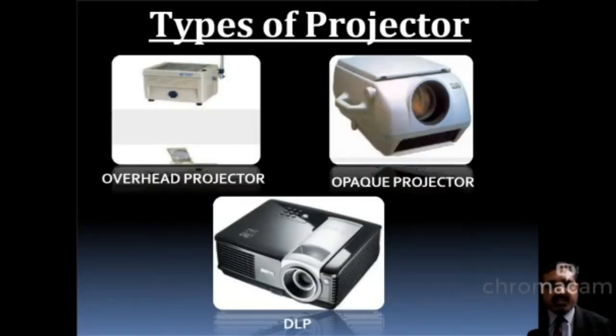There are different types of projectors like overhead projectors, opaque projectors, and DLP, and so on. If we define a projector, it is a device used to project rays of light, especially with a system of lenses, for projecting slides or films onto a screen. In other words, a projector is an output device that projects an image onto a large surface such as a white screen or wall.